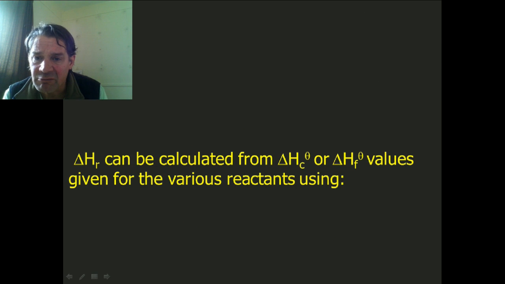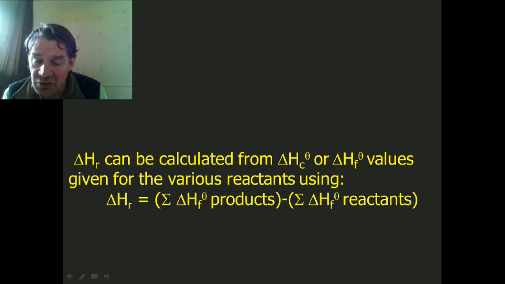For a specified reaction, an enthalpy change, delta HR, can be calculated from delta HC standard or delta HF standard values given for the various reactants. Delta HR equals the sum of the delta HF standard for the products minus the sum of delta HF standard for the reactants. The next video in this series looks at examples of using these sums to calculate unknown thermodynamic quantities.